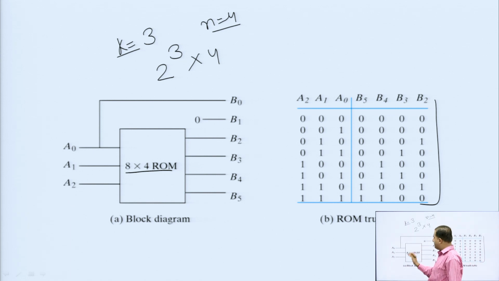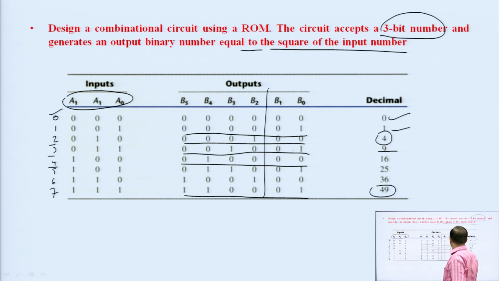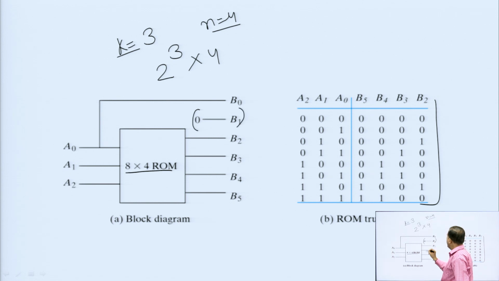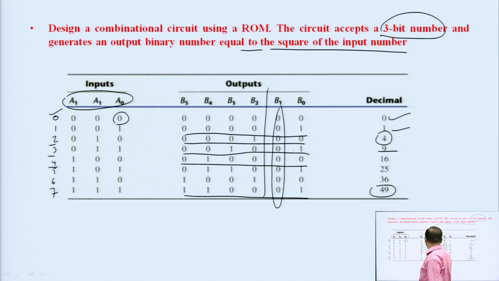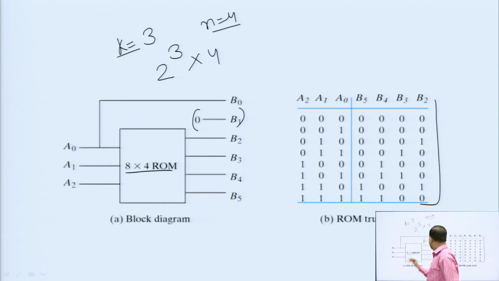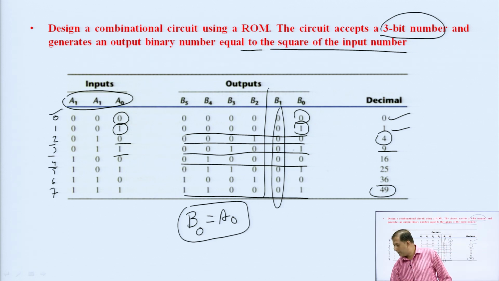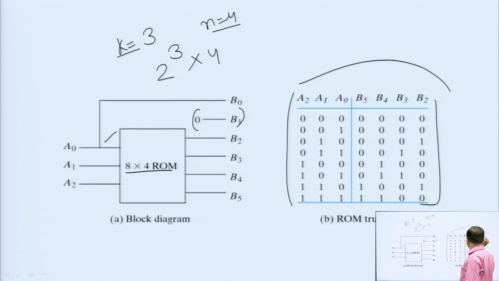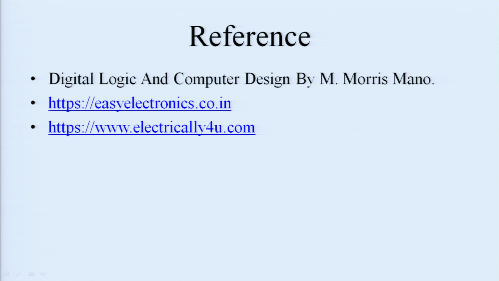You can check here B1 and B0. B1 is all the time 0, so we have written B1 as 0 throughout. And B0 has the same value as A0. See here, A0 is 0, B0 is also 0; A0 is 1, B0 is also 1. So, B0 is actually the same value as A0, and like that B0 is connected to A0. In this way we have implemented the full truth table in a ROM, and that ROM size is 8 cross 4: 3 input lines and 4 output lines. And this is the truth table from which we have drawn the diagram. So, these are the references.